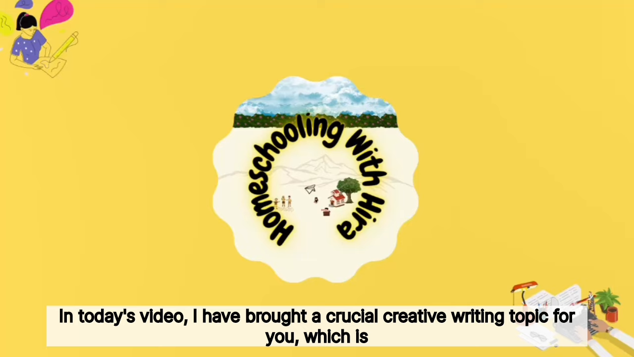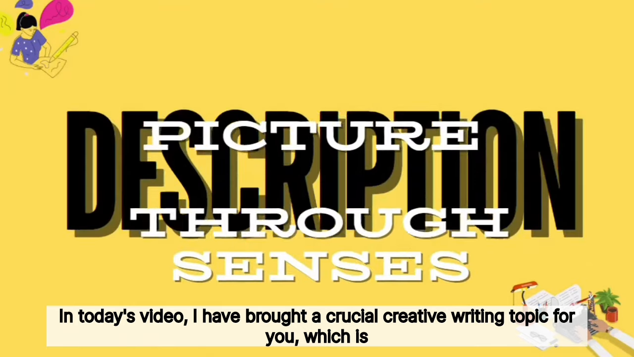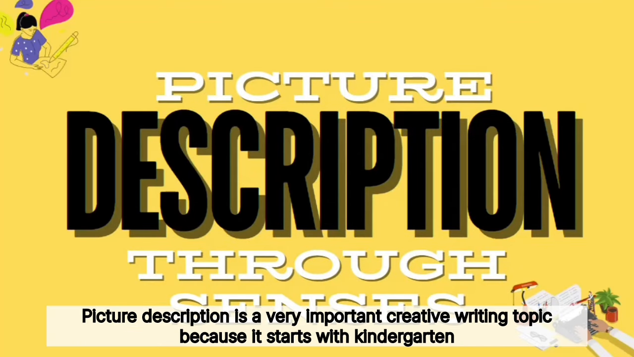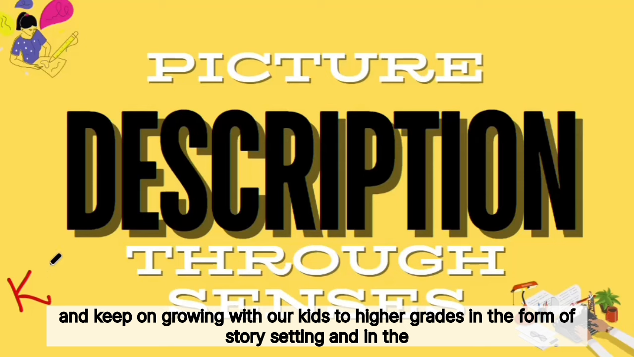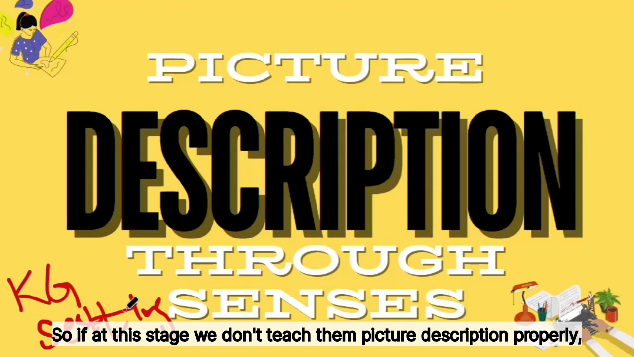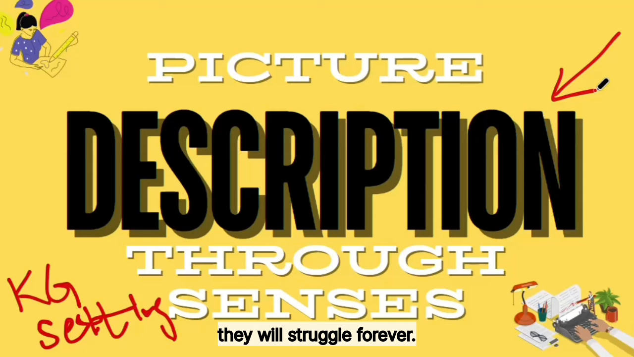In today's video, I have brought a crucial creative writing topic for you, which is picture description through senses. Picture description is a very important creative writing topic because it starts with kindergarten and keeps on growing with our kids to higher grades in the form of story setting and in the form of other descriptive writings. So, if at this stage we don't teach them picture description properly, they will struggle forever.